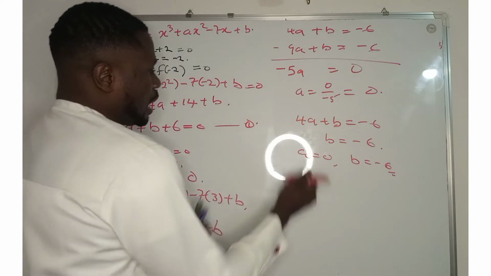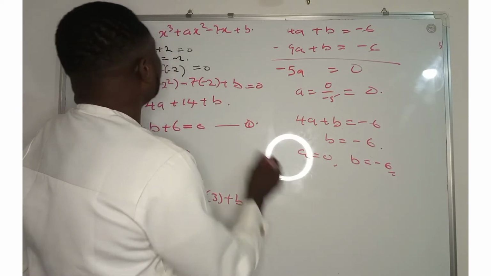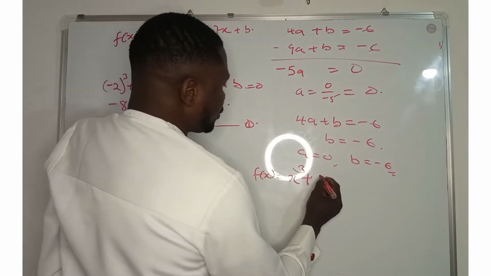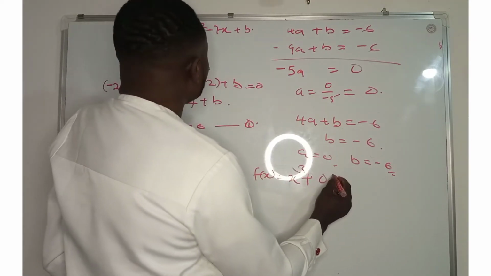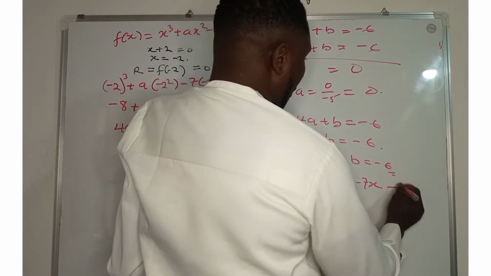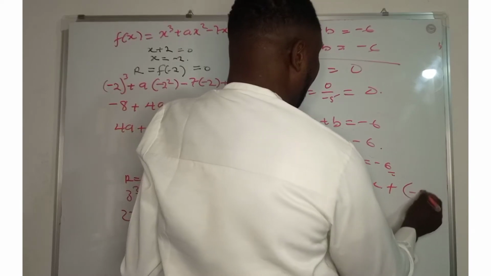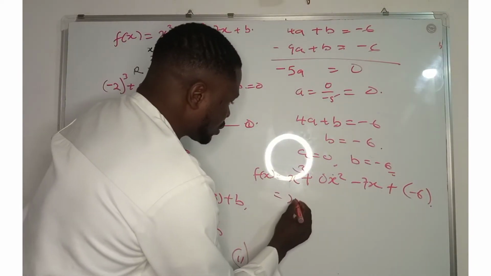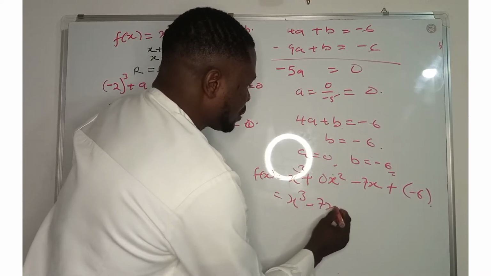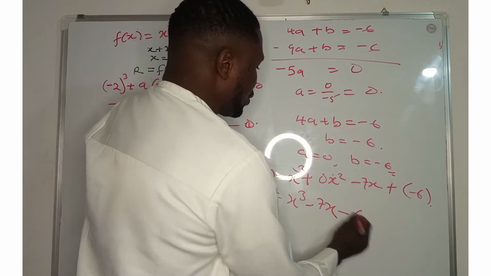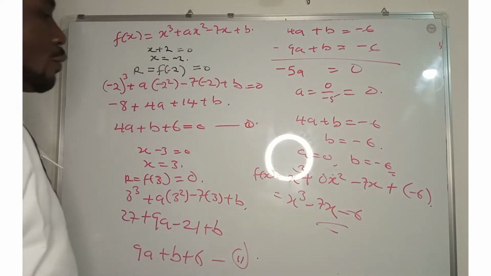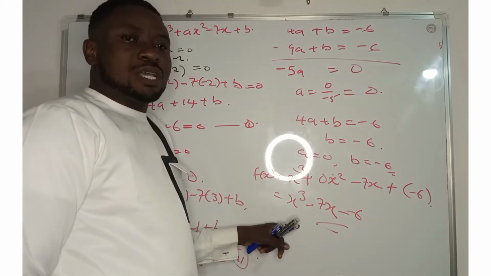If I substitute, I will now say f(x) equals x cubed plus a, which is 0 of course, times x squared, minus 7x plus b, and the b value is minus 6. So this becomes x cubed, and of course this term is 0, minus 7x minus 6. And that, of course, is the real expression that we've been asked to factorize completely.